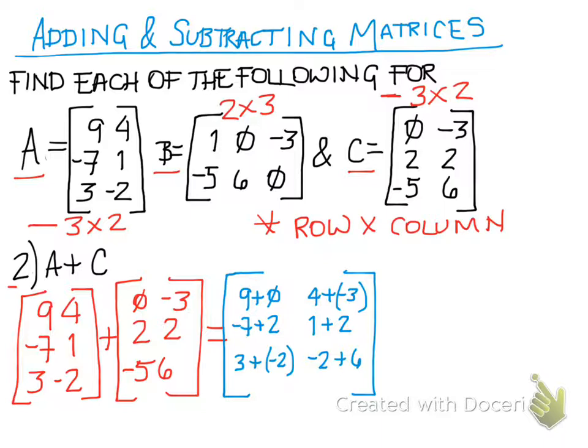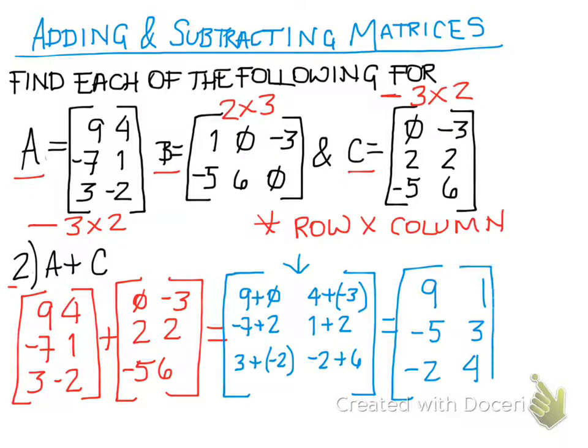Then all we have to do is simplify our answer within this matrix. That will equal 9, 1, negative 5, 3, negative 2, and 4. And you'll notice the dimensions of our answer also happen to be 3 by 2. So that's how you add two matrices together.